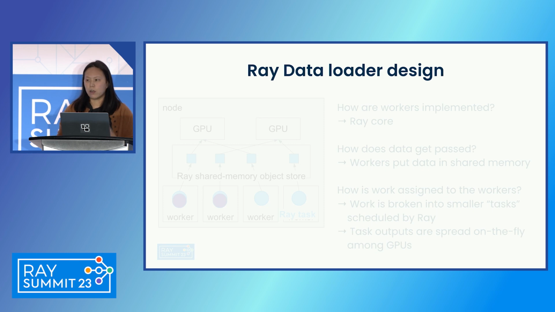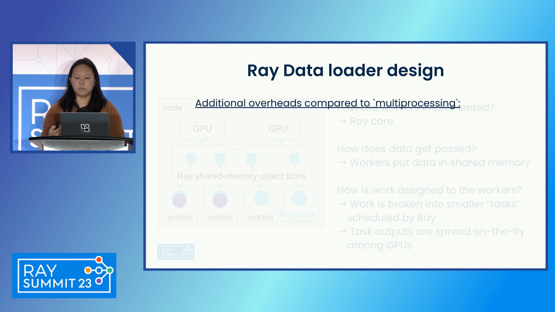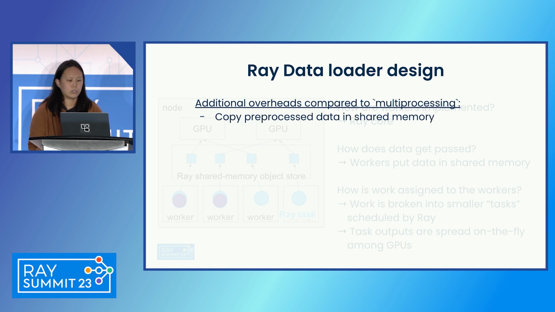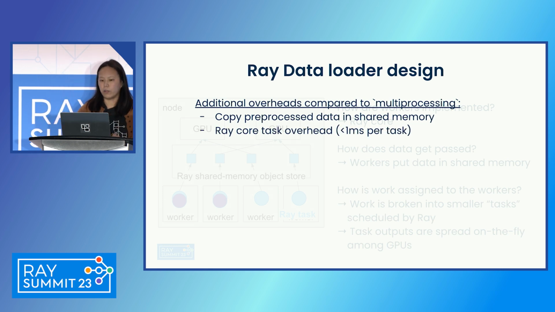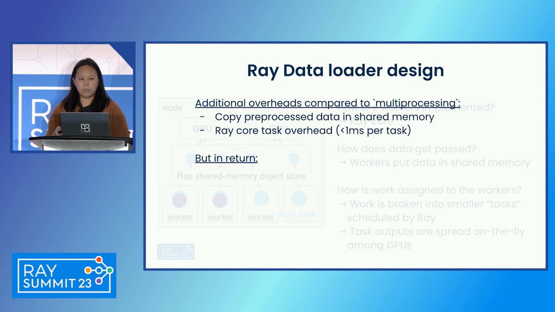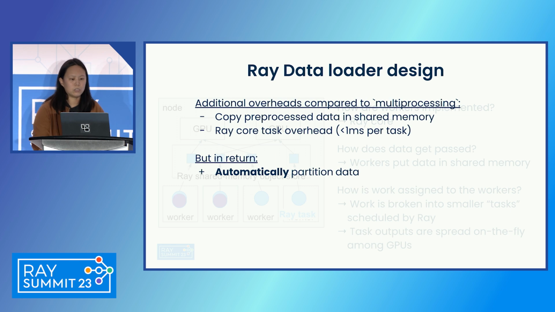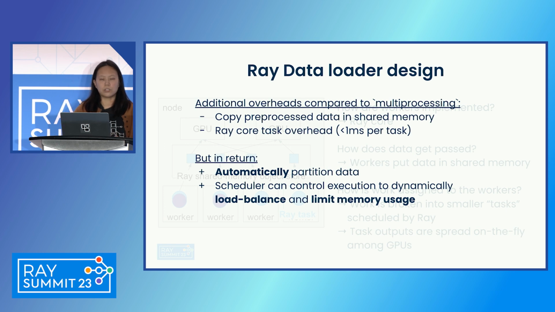Okay, so there are a couple of overheads that we're adding compared to the multiprocessing-only design. One thing, for example, is that we have to copy that data from the worker memory to the shared memory first. We also have a small amount of Ray Core task overhead, less than 1 millisecond for each of those tasks. But in return, we get a bunch of really nice features for free. We can automatically partition this data set across the GPU trainers. We can have the Ray Data scheduler control the execution to dynamically load balance the work and also make sure that the total memory usage stays controlled.